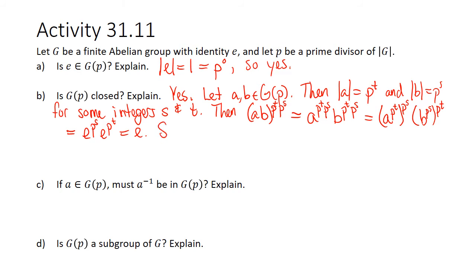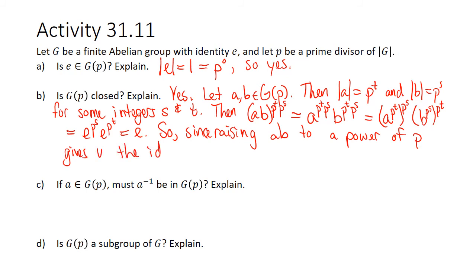Okay, so since raising AB to a power of P gives us the identity, the order of AB must divide P to the S, P to the T. Okay, I don't remember which theorem that was. Maybe it was in like section 27 or something like that. But if you're able to raise an element to a power and you get the identity, then the order of the element has to divide that power. So yeah, the order of AB must divide P to the S, P to the T.